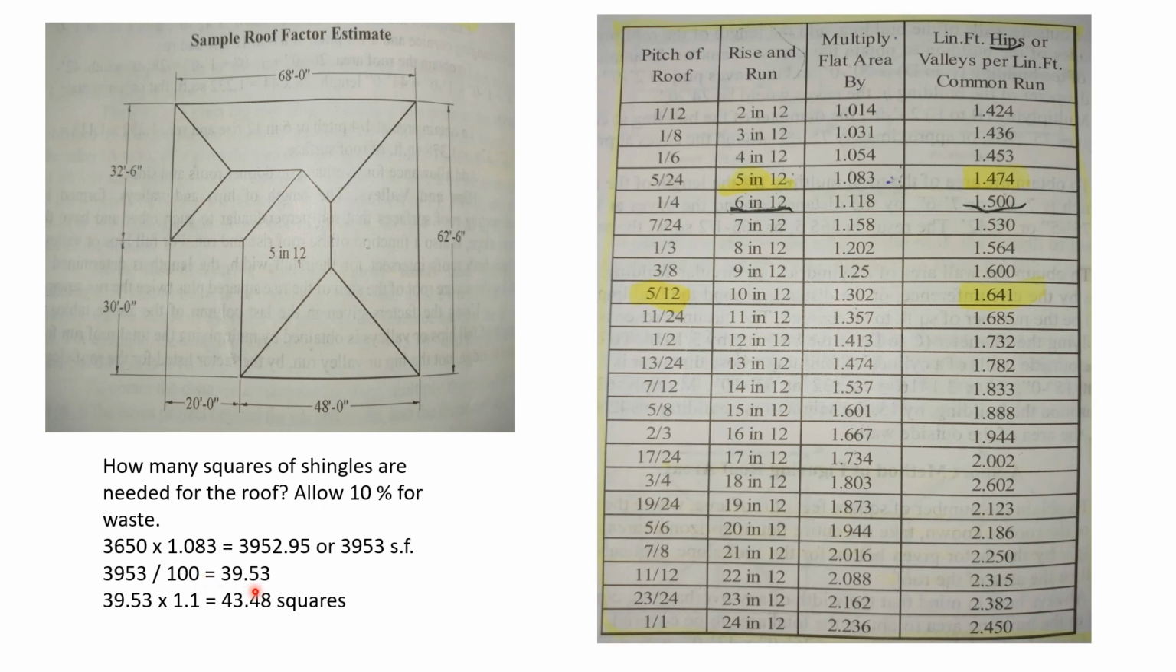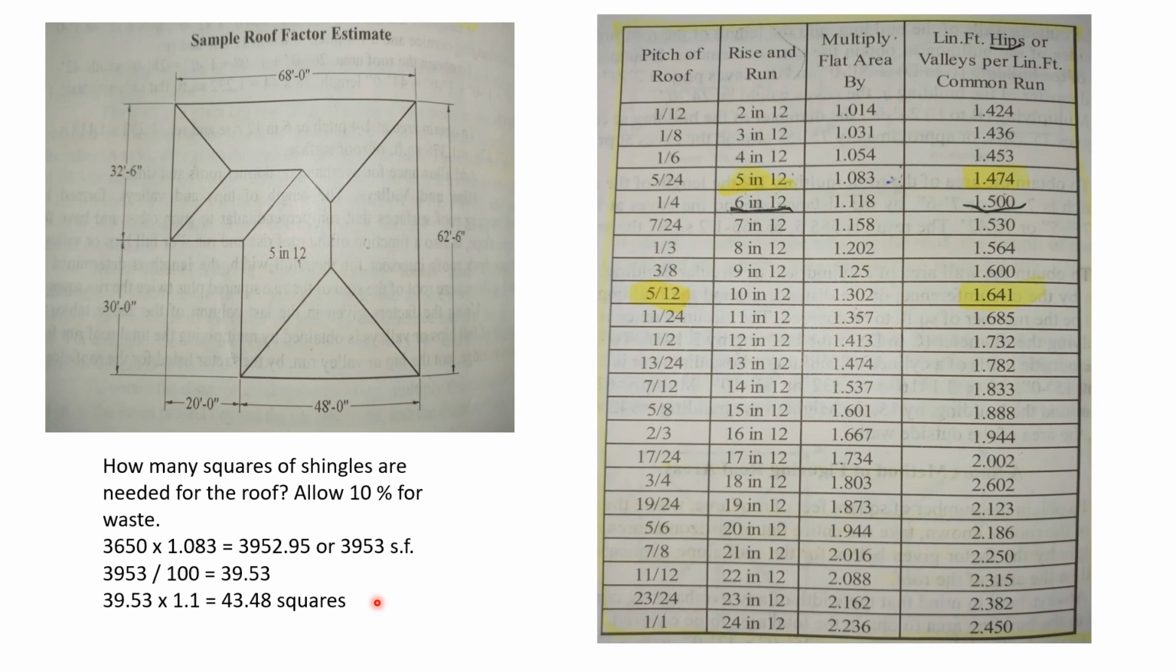Well, why do we divide it by 100? Because a square in roofing is 100 square feet. It's 10 by 10 is a square. So if we're asking for squares, however many square feet you get, you divide by 100. So we have 39.53 squares, and then we multiply it times the 1.1 for our 10% waste, and we have 43.48.